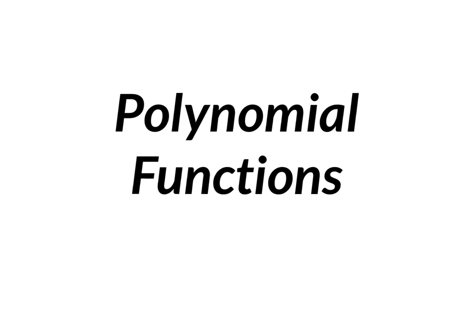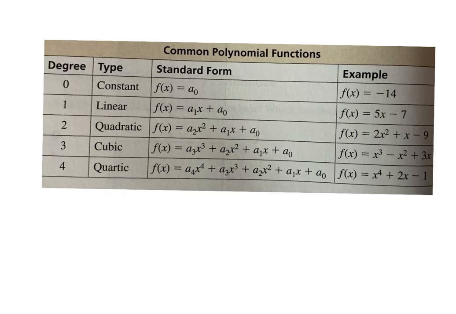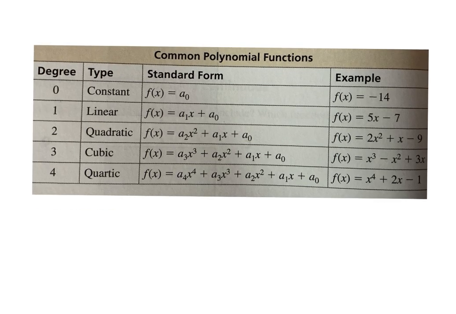Hi guys, today's about all kinds of info regarding polynomial functions. So here we go. First of all, different types of polynomial functions. The first one is called constant. Constant means there is no x. An example is y or f of x equals -14. That graph would just be a horizontal line.